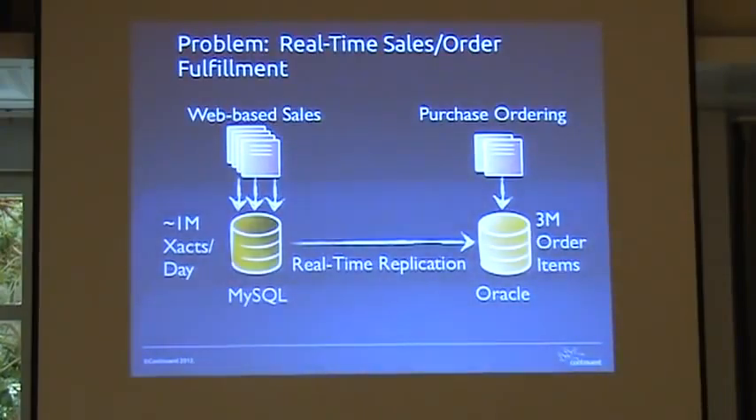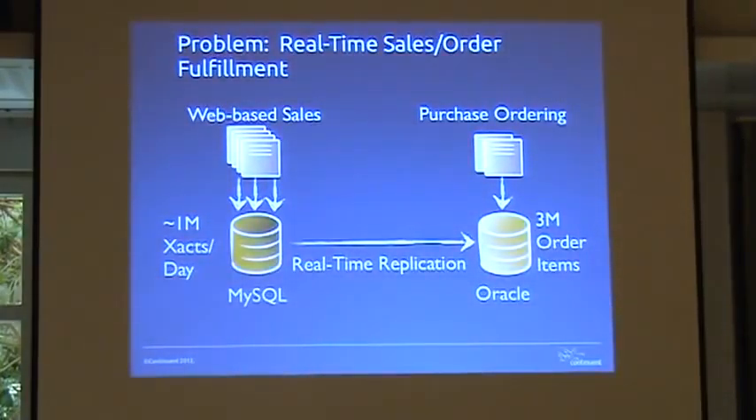So let's look at architecture. This is a real-world scenario from a customer where it has a MySQL master, which is fed with web-based sales, so it's a web app, and it has like a million transactions per day, and they need this information in their purchase ordering system as quickly as possible. And the purchase ordering system is written on Oracle. So their requirement was to have a replication which would replicate out the data in less than 60 seconds. So we came there and used the replicator to implement that.